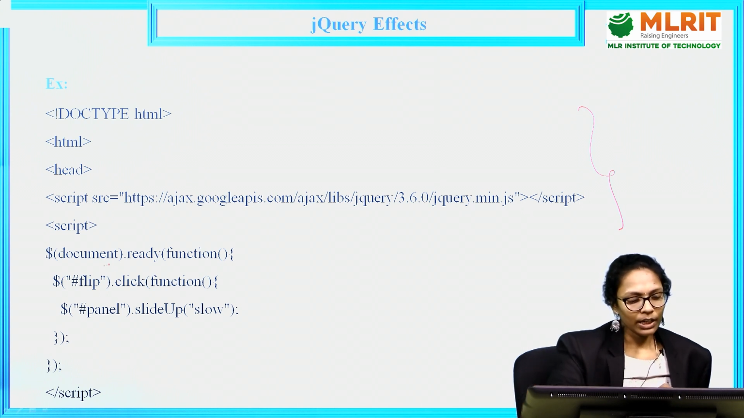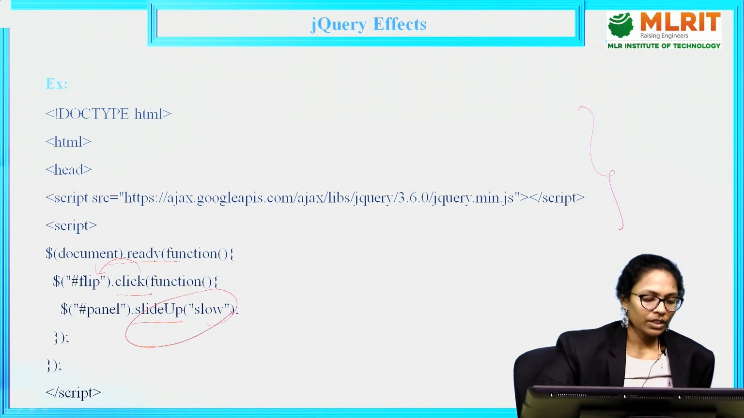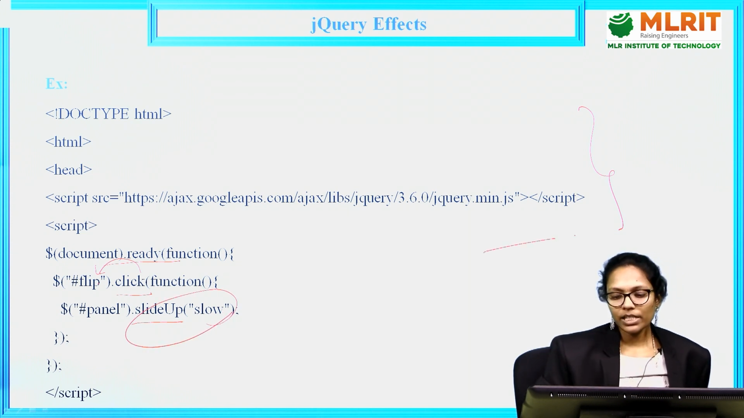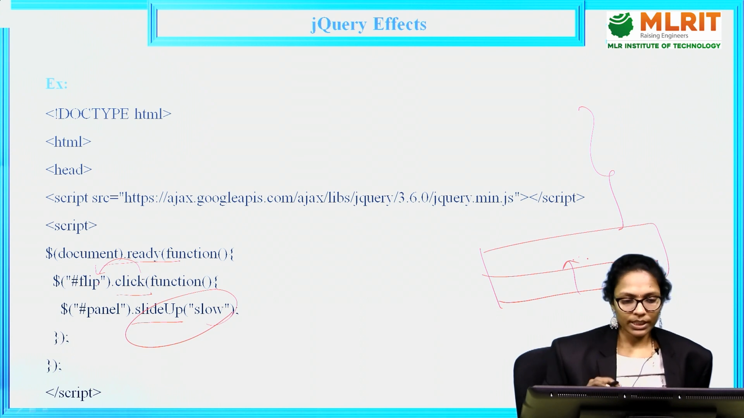Whenever our document is ready and whenever you click on the first element, the first division flip, then slide up the second division slowly. That means initially 2 divisions will be displayed. But if I click on the first division, automatically this will be hidden. This will slide up. So that is the program.